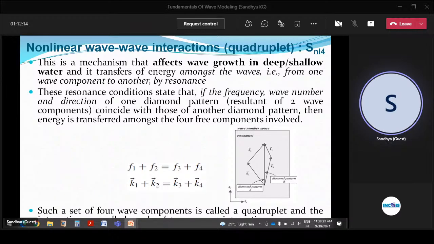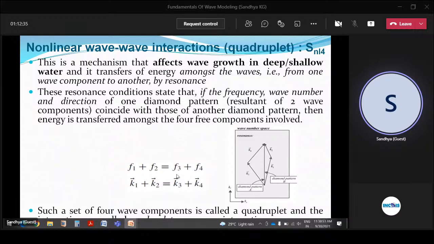So what is this resonance? This resonance condition states that suppose there are four frequency components. This quadruplet can occur only when at least four frequencies are present. So these frequencies are F1, F2, F3, F4, and corresponding wave numbers are K1, K2, K3, K4.